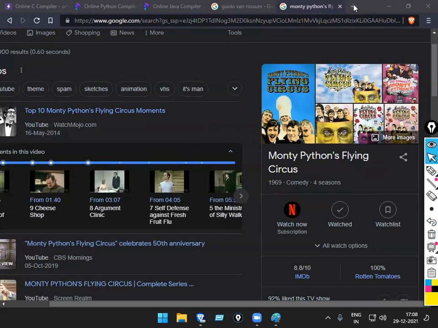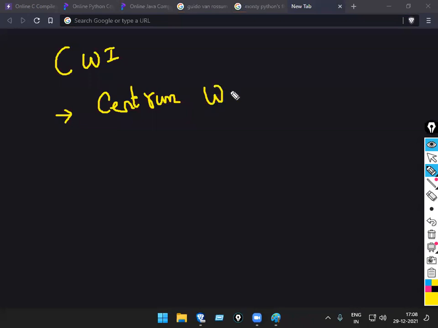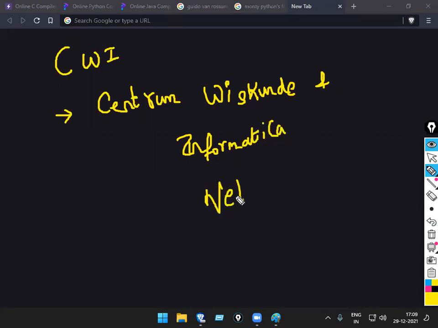Then this Python was made at a place called what? CWI. What is the full form of CWI? Centrum Wiskunde & Informatica. This is a place in the Netherlands. This is the place where Python was developed. Let me show the proof once.